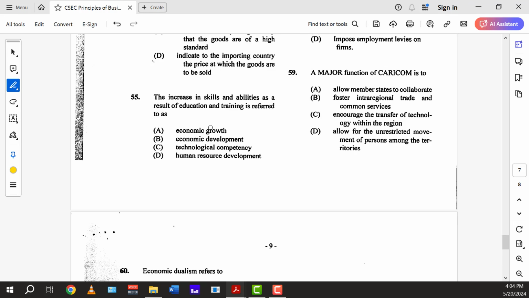55. The increase in skills and abilities as a result of education and training is referred to as A. Economic growth. B. Economic development. C. Technological competency. Or D. Human resource development. So the answer is D. Human resource development.